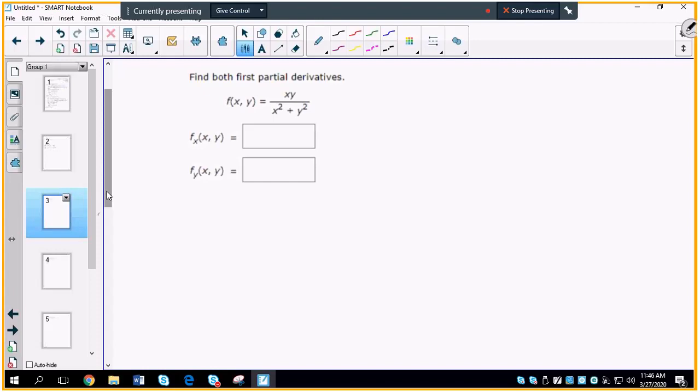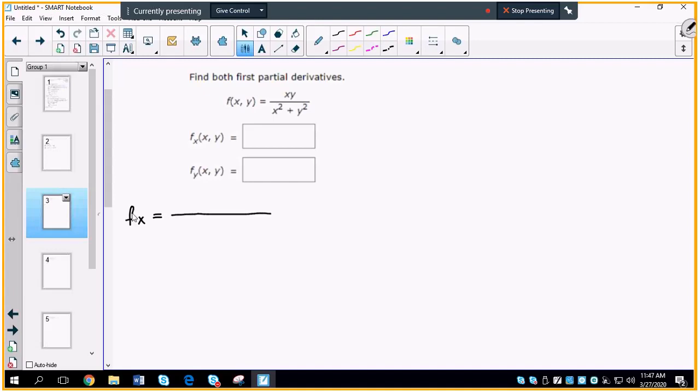So this function is f of xy equal to xy over x squared plus y squared. You find both partials with respect to x and y. So first we're going to find fx. So how do I treat this thing? Well, think about this entire quantity as a function of x only. So y times a constant. I still have x on top and bottom, so I must use the quotient rule.